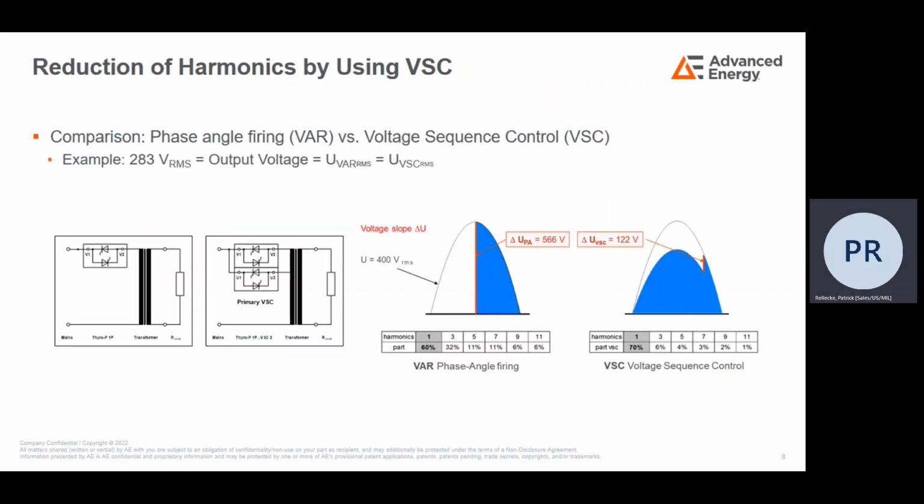Here we see the difference between phase angle firing and VSC in operation. Whereas in phase angle firing at a given set point, the voltage delta can be very large, the full-peak VSC only has a fraction of the delta due to the utilization of the tappings. The effective output voltage between the two is essentially the same.